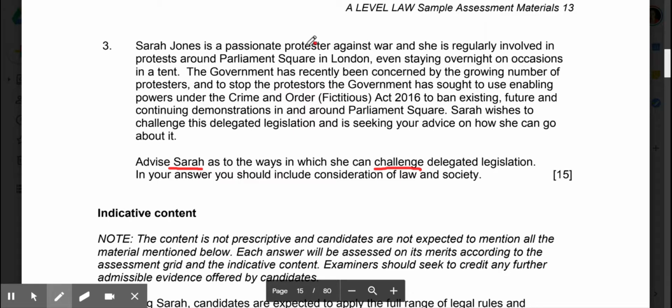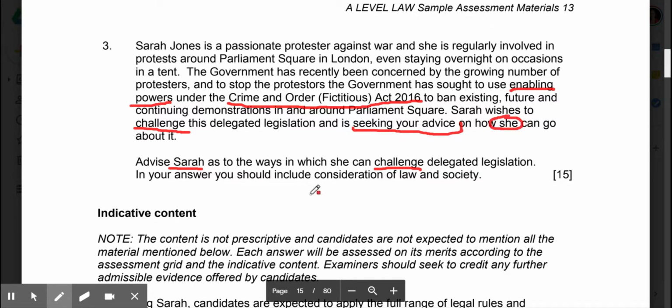So she is a passionate protester against war and she's regularly involved in protests around Parliament Square in London, even staying overnight on occasions in a tent. The government has recently become concerned by the growing number of protesters, and to stop the protesters, the government has sought enabling powers. So we've got an enabling act under the Crime and Order Fictitious Act to ban existing, future, and continuing demonstrations. Sarah wishes to challenge this delegated legislation and is seeking your advice on how she can go about this.